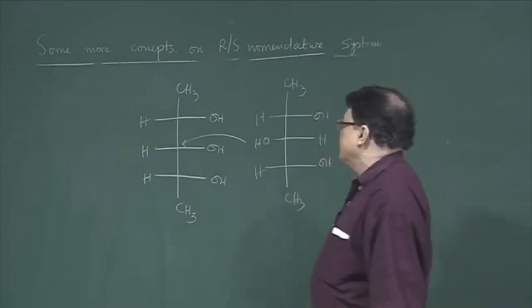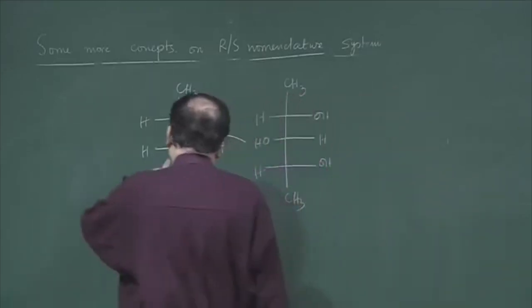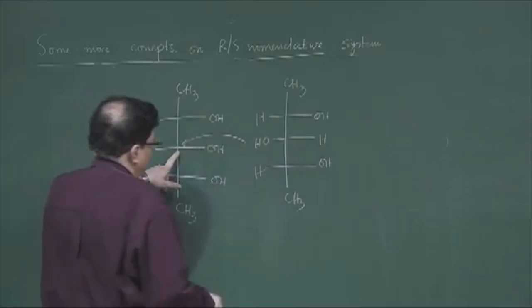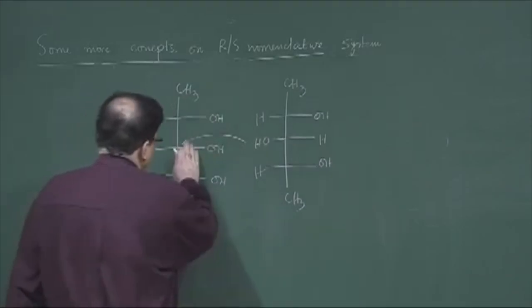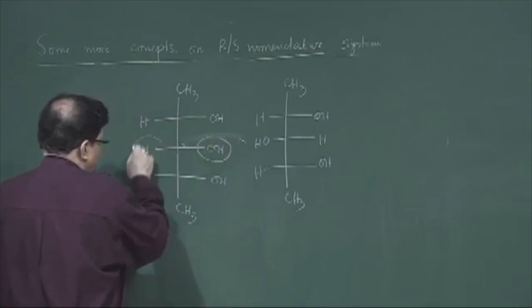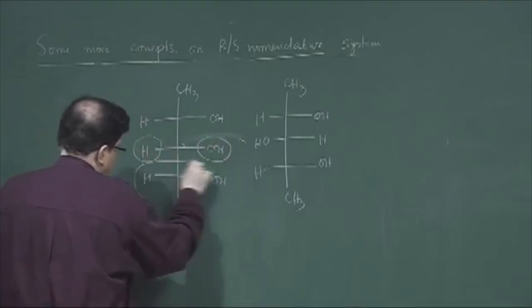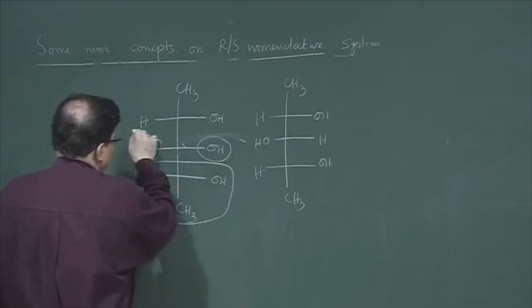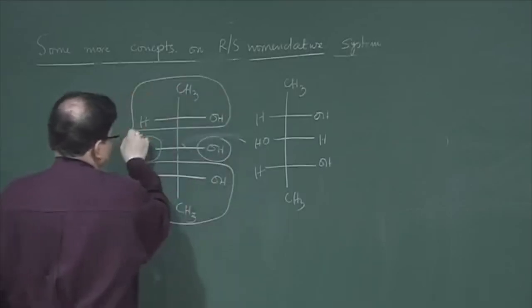So now let us see, if I want to assign the configuration of this carbon in this molecule, what do I do? I have four ligands: one is OH, another is hydrogen, here a big ligand, and here there is another big ligand. Okay.